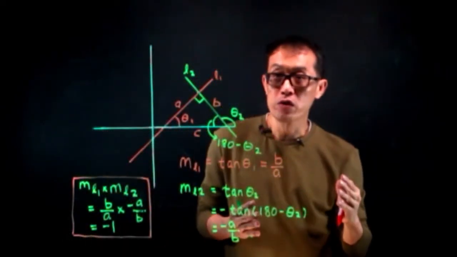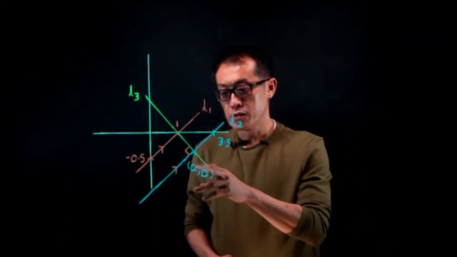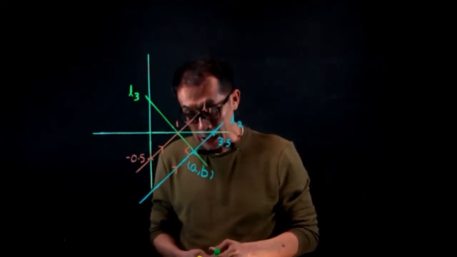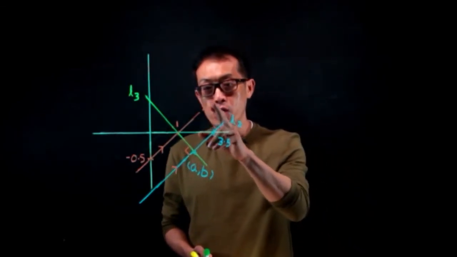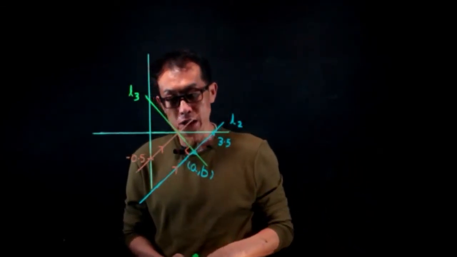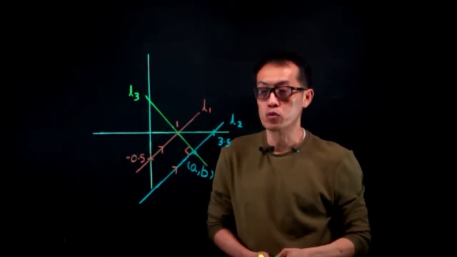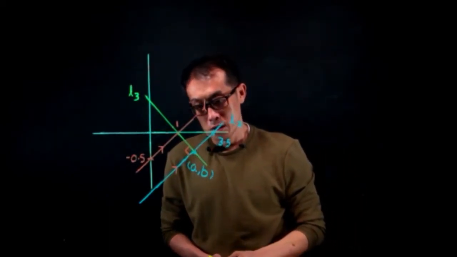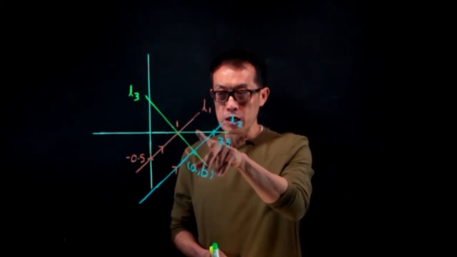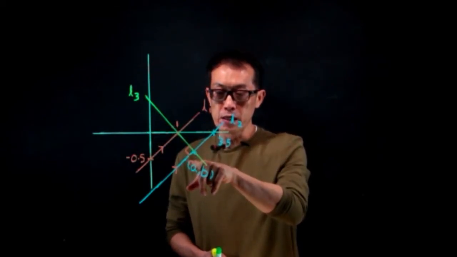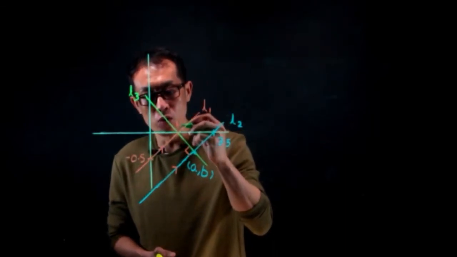Now, we will then move on to an example. In this example, you're asked to find the coordinates of A and B. But you're given 3 lines. L1 and L2 are parallel to each other. And L3 is perpendicular to L2. Now, if L1 and L2 are parallel and L3 is perpendicular to L2, that means L3 is also perpendicular to L1.